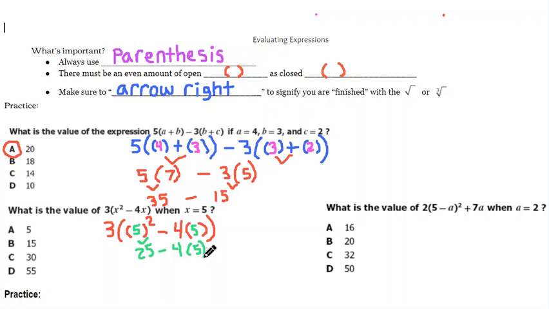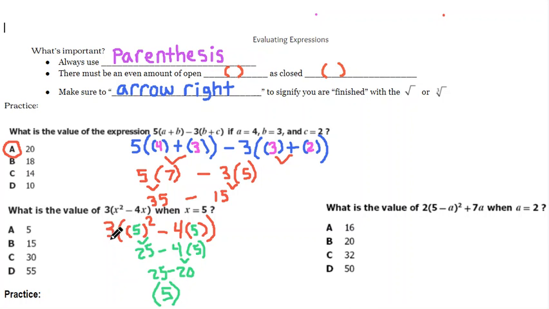All right, from here, I have to multiply before I can subtract. So I have to do 4 times 5 first, which is 20. So I'm left with 25 minus 20, which is 5. So that's what's inside my parentheses there.